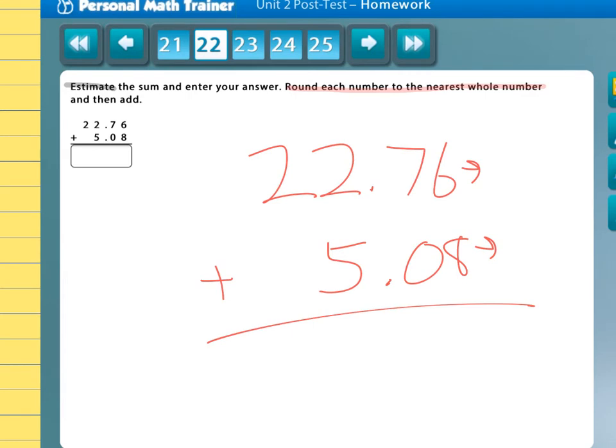Same as the last problem, we're going to estimate our sum. 22.76 would round up to 23 wholes. 5.08 would round down to 5 wholes. So you end up with 23 plus 5 to give us an estimated answer of 28. So that is the best estimate for this problem.